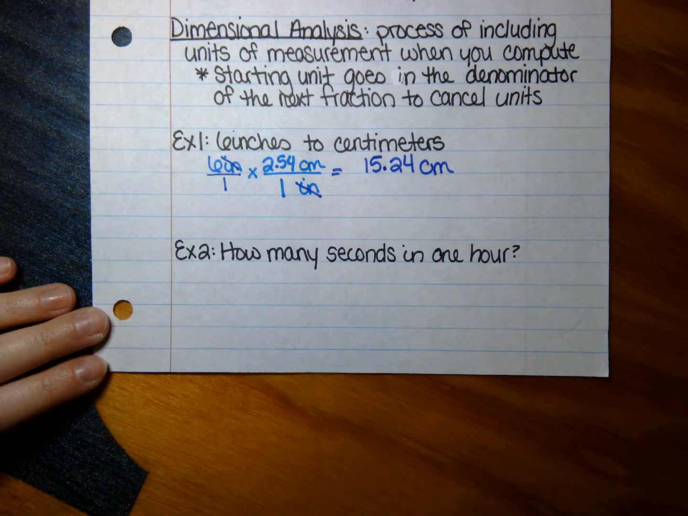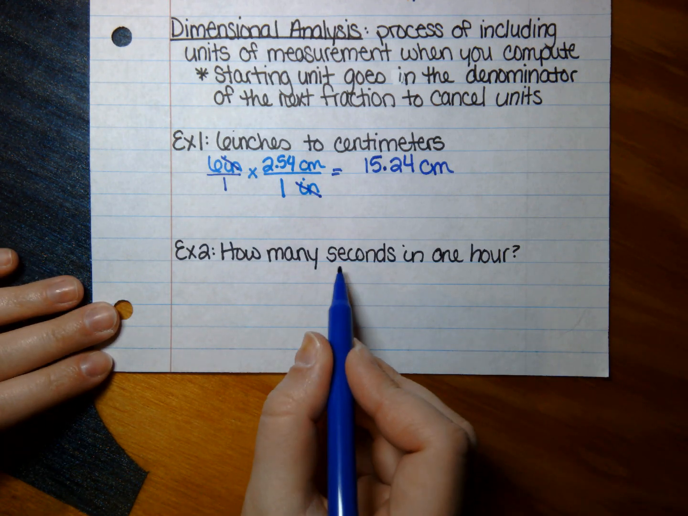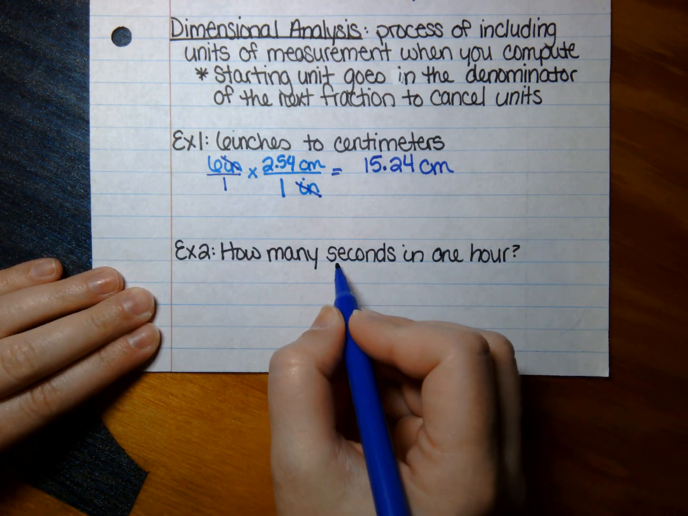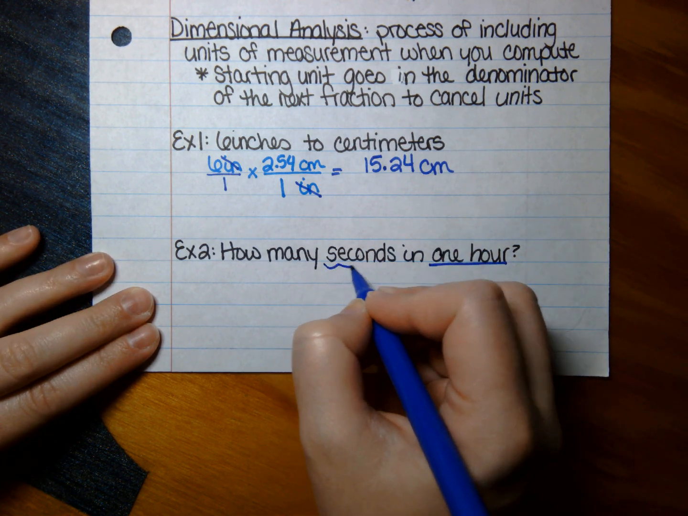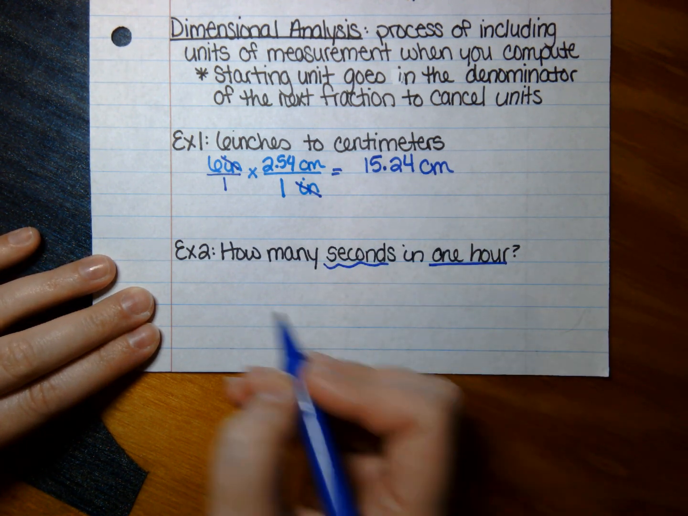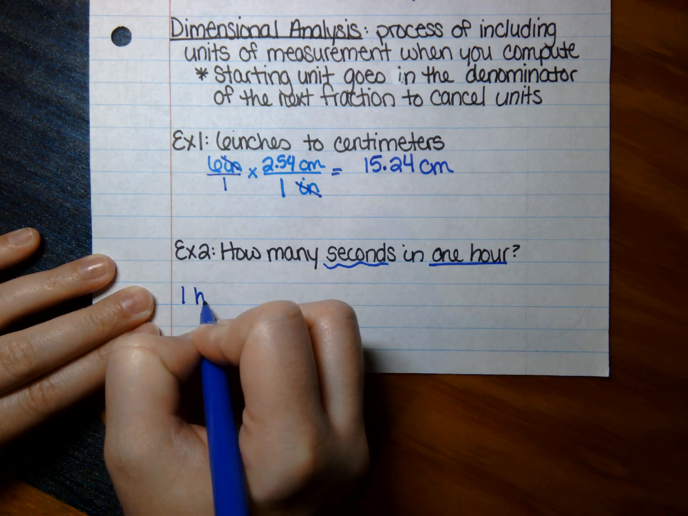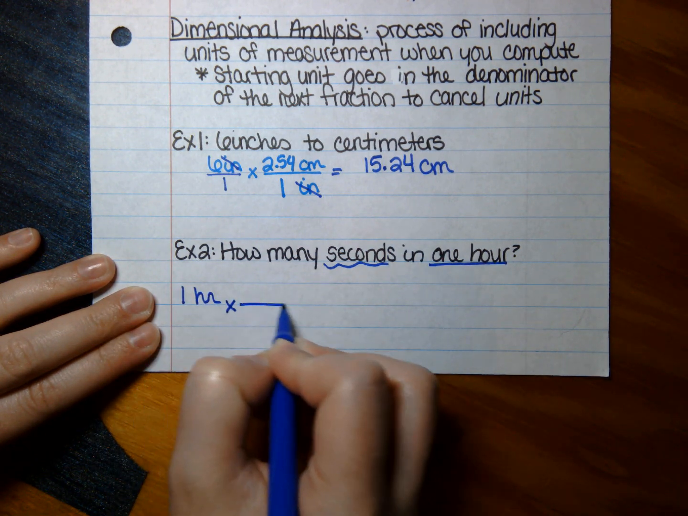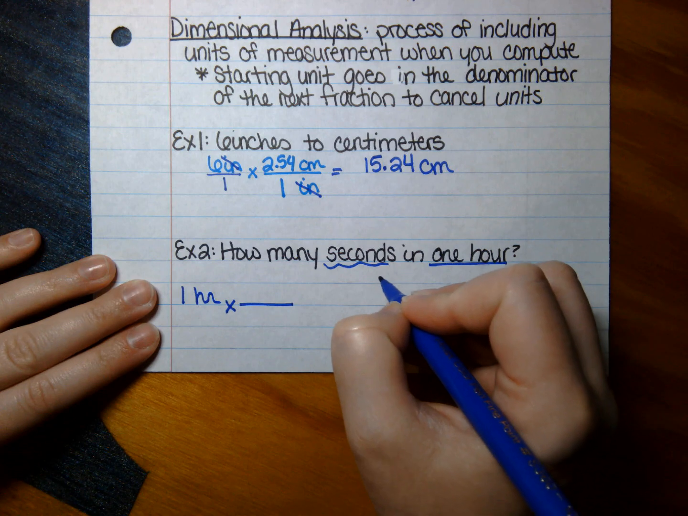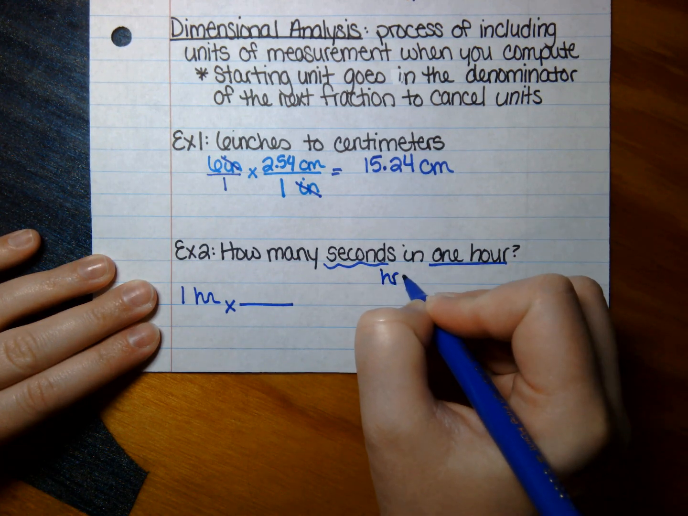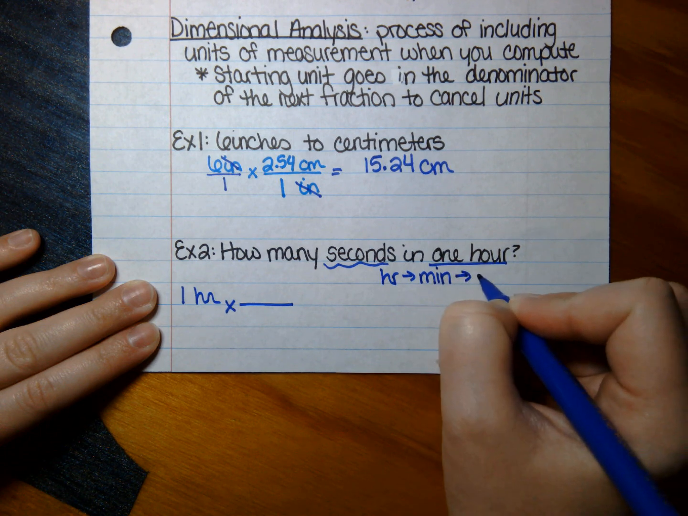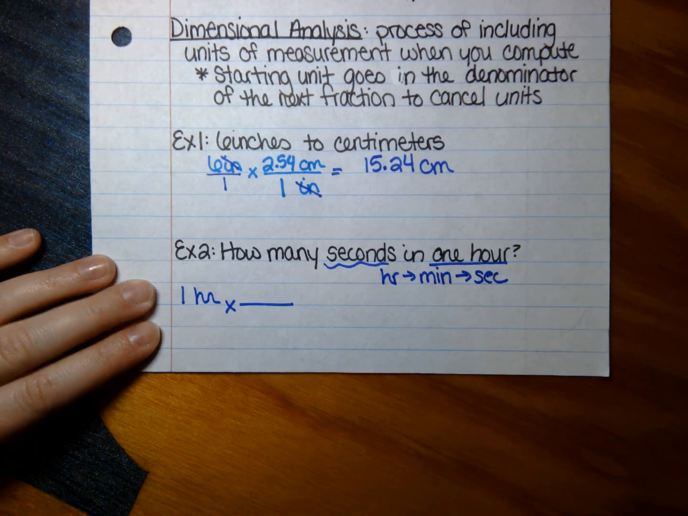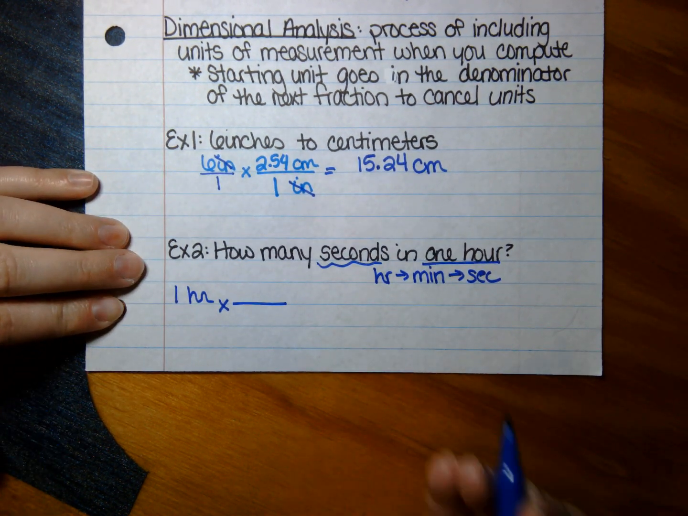If we move on to the next example, it says how many seconds are in 1 hour. So I know that I have 1 hour, and I'm looking for my seconds. So in 1 hour, you can break this apart. So if I know hours go to minutes, that's my next smallest unit, and then minutes go to seconds. So I'm going to kind of do 2 steps for this one.